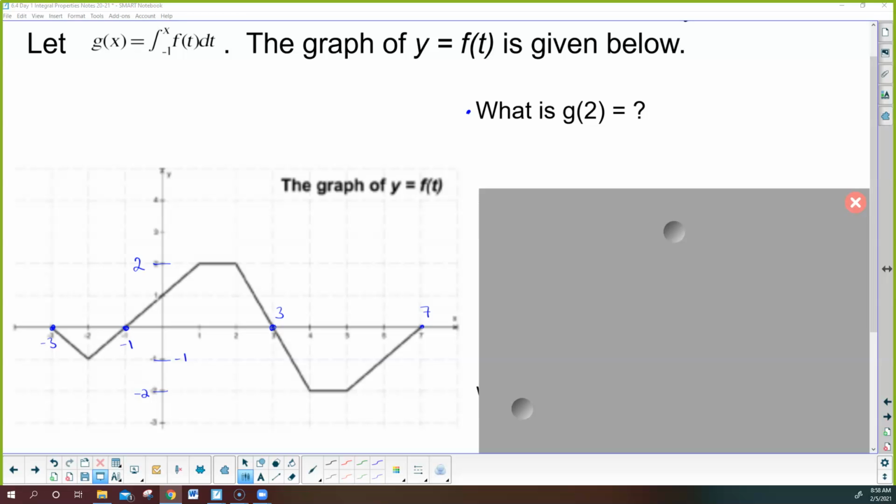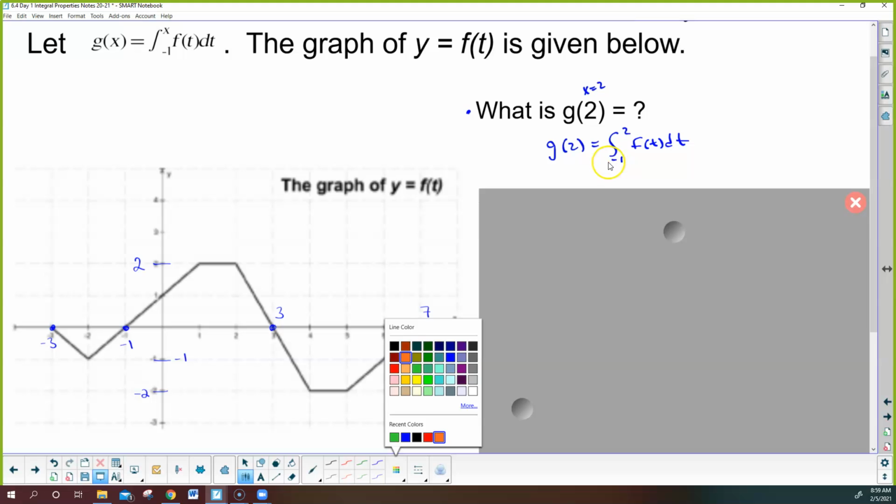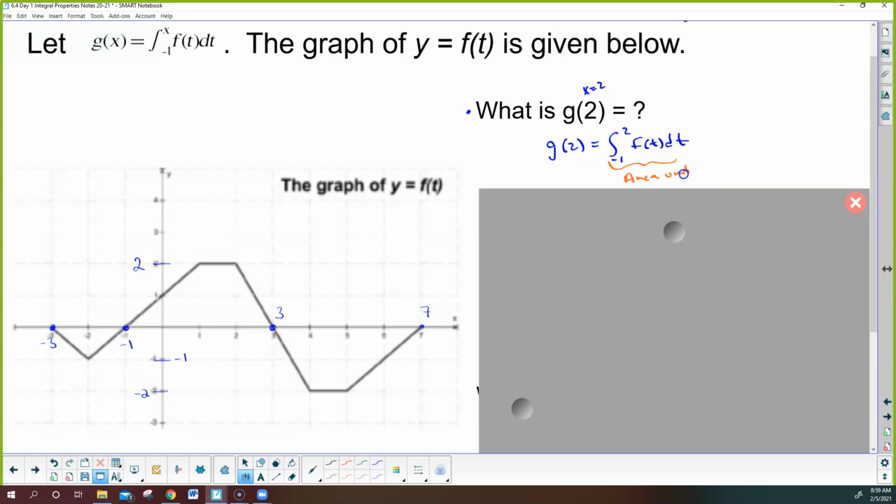And when we look at g of 2, we have to think of, all right, well, we know that in this notation, g of 2 is just saying, well, what happens when x is 2? So if I write that out, g of 2 is equal to the integral from negative 1 to 2 of f of t dt. And we know from this unit that this is representing the area under the curve. Right? I need to find the area under the curve from negative 1 to 2.